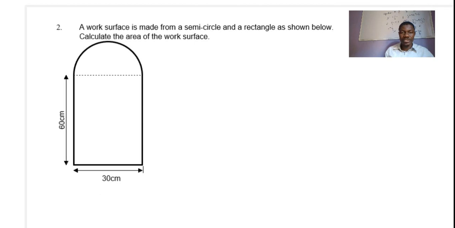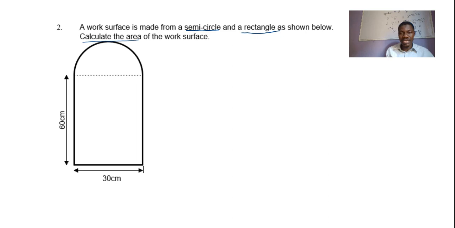Hello, now let us look at this compound shape question. From the question, it comprises a work surface that is made up of a semicircle and a rectangle. The question reads: calculate the area of the work surface.